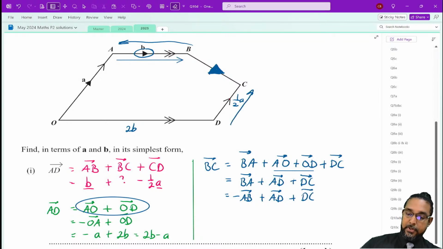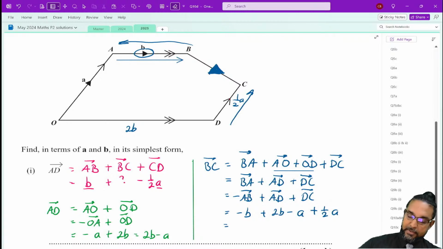Okay, cool. The inverse of B is just minus B. So we have minus B plus 2B minus A, and then the DC is plus a half A. So minus B plus 2B is the same as 2B minus B, and 2B minus B is just 1B. And minus A plus a half A: 1 minus a half is minus a half.